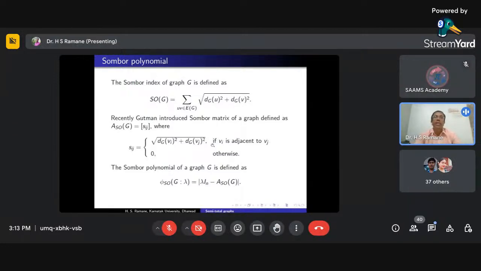Then using the Sombor index, they defined the Sombor matrix. The Sombor matrix is also a square matrix of order n, whose ij-th entry is square root of d(vi) squared plus d(vj) squared if vi and vj are adjacent, otherwise 0. So if there is an adjacency, then we put the square root of the square of the degree plus the square of the degree of the other adjacent point, otherwise 0. And then as usual, the characteristic polynomial of this matrix is called the Sombor polynomial of G.